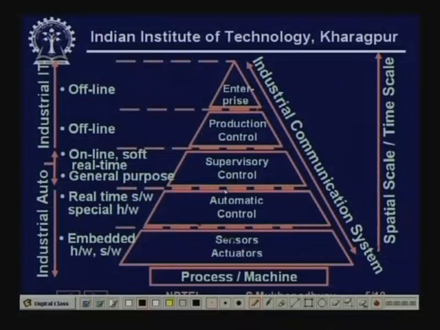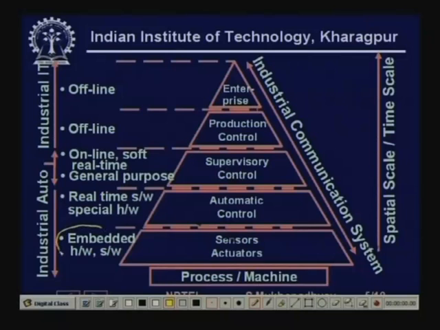Having clarified that, let us look at the nature of technology which is used for automation at these various levels. At the lowest level, when you have sensors and actuators, you have mostly hardware. Things are either actual sensing elements, or packaging elements, or electronic circuits, or microprocessors. They are generally very hardware oriented.